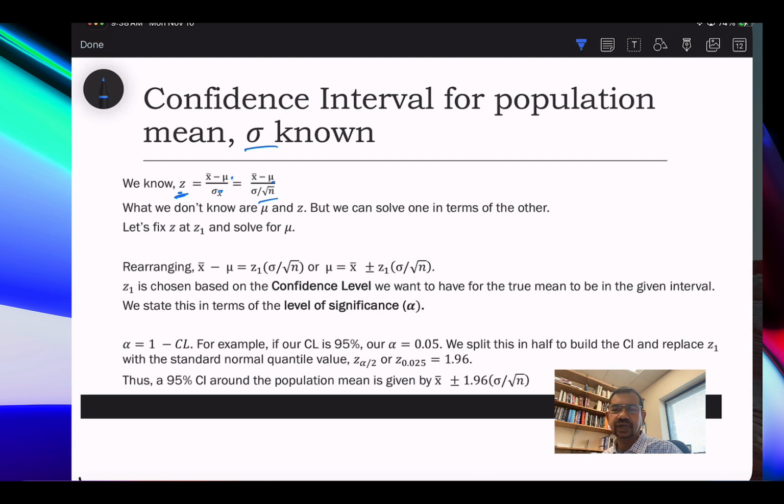So let's say z equals z1. If that's the case, then we can cross multiply our standard error, and we get x bar minus mu equals z1 times sigma divided by root n. Rearranging these terms, we can write mu, our population mean, as our sample mean plus or minus z1, which we have determined a priori, times the standard error of the mean. This expression, z1 times the standard error of the mean, is called the margin of error.